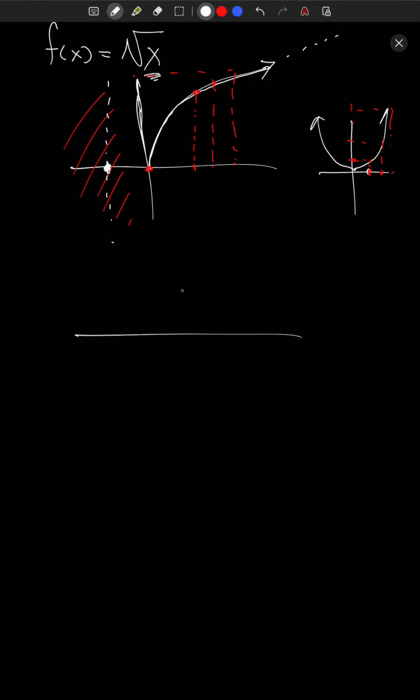In fact, let me actually draw them both on the same picture. So here's the square root function, and here's the parabola function, right? So what happens is for inputs less than that number right there, which is actually 1, right?